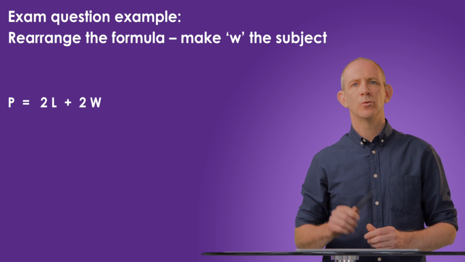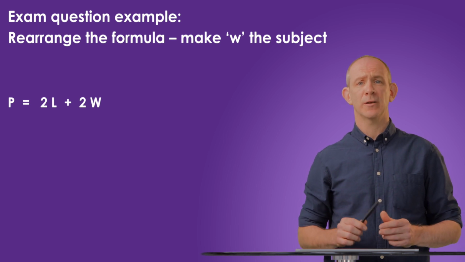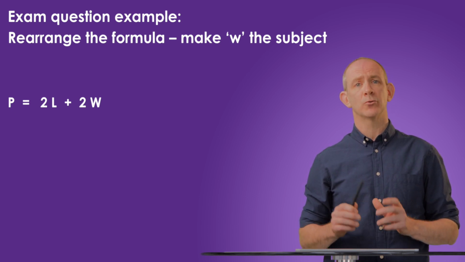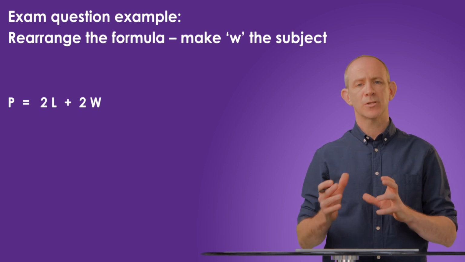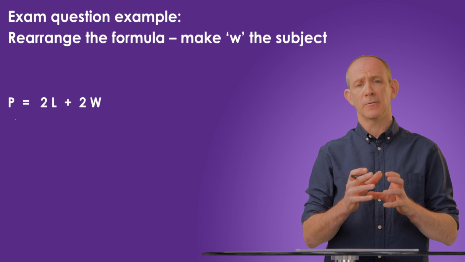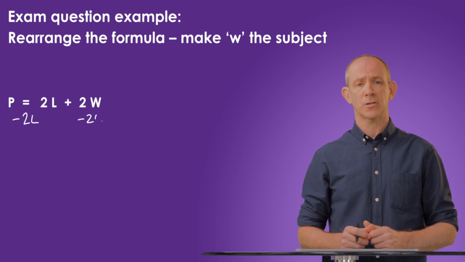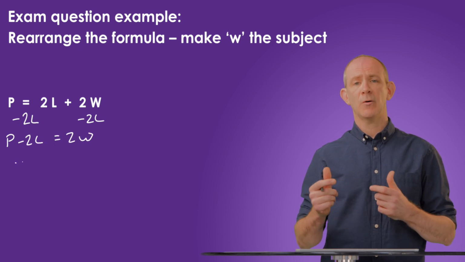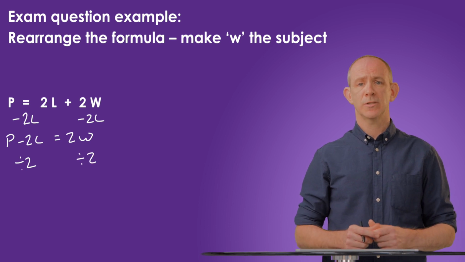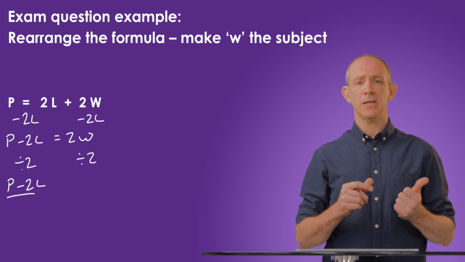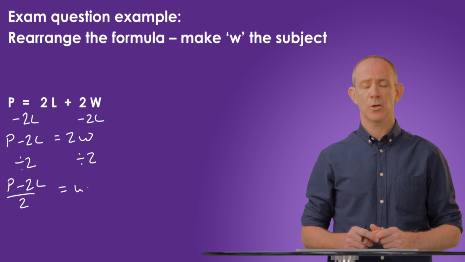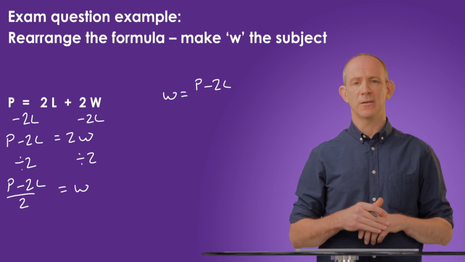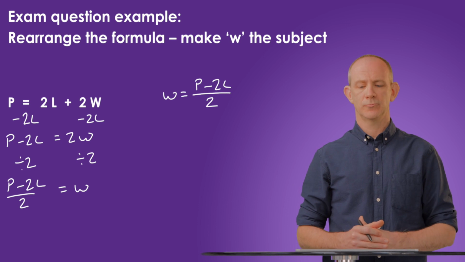In this next question, we're given the formula for the perimeter of a rectangle. The formula is P equals 2L plus 2W. And we're asked to rearrange this to make the width, or W, the subject of the formula. The first thing I want to take away from this side is the 2L, because that's being added. So I'm going to subtract 2L from both sides, and I get P, take away 2L, equals 2W. Now I'm going to want to divide both sides by 2 to get W on its own, and I end up with P, take away 2L, divided by 2. Or we can swap this round so that the W is on the left-hand side and get W equals P, take away 2L, all over 2.